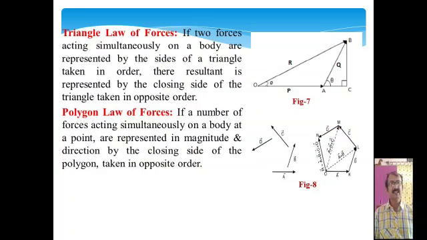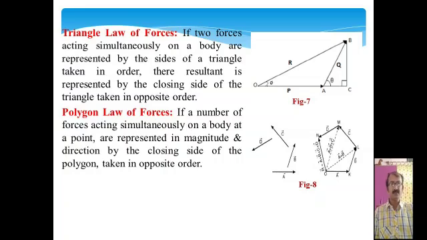If two forces acting simultaneously on a body are represented by the sides of a triangle taken in order, their resultant is represented by the closing side of the triangle taken in opposite order. In figure 7, it is clear that there are two forces, P and Q, and R is the resultant of these two forces. The directions of P and Q are in the same order, and the resultant of P and Q is in the opposite direction.